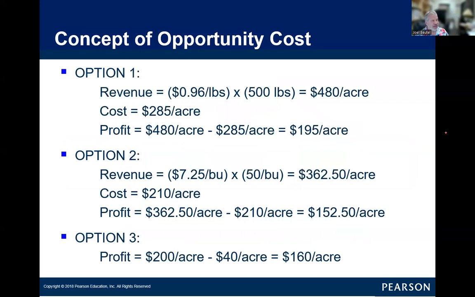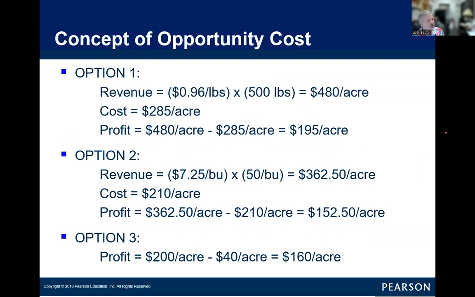And so here's the math on that. For option 1, our revenue is 96 cents a pound, and we get 500 pounds. That means we get $480 an acre. Our costs are going to be $285 an acre. Our profit is going to be revenue minus cost, so we take 480 minus 285, and we get $195 an acre. For option 2, our profit ends up being $152.50 an acre, and option 3 is $160.